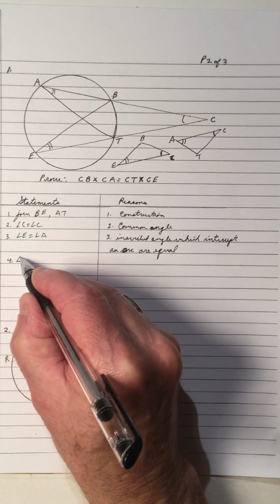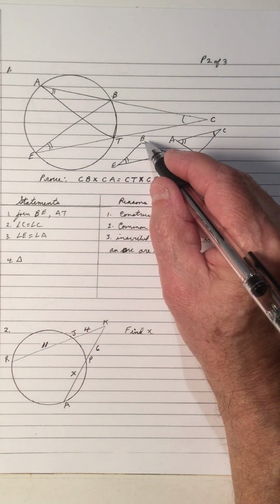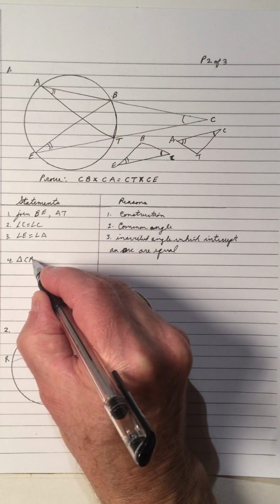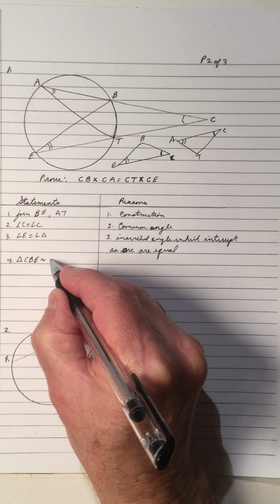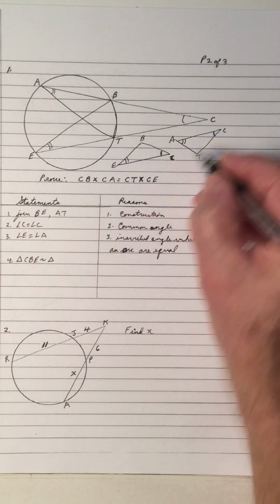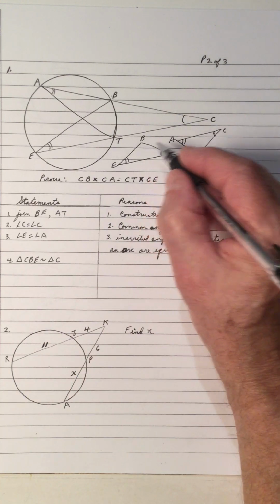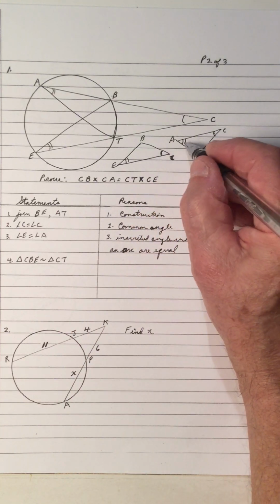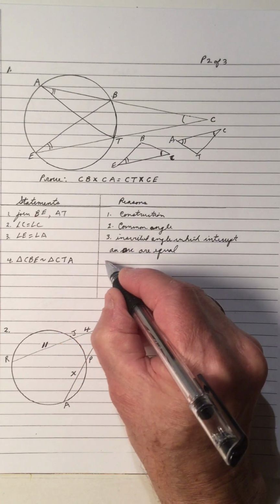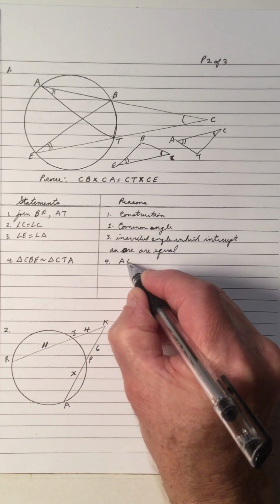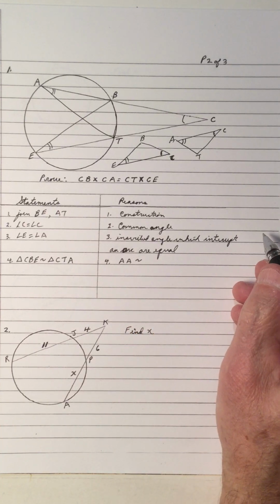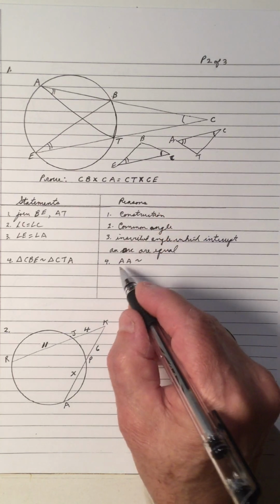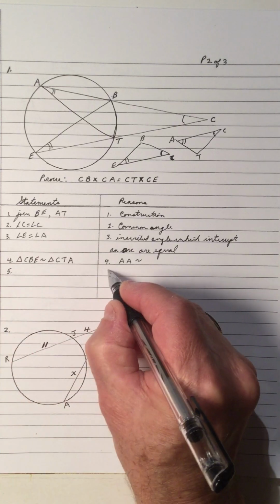That means we have a pair of triangles, and I'm going to name the triangles as CBE is similar to, so C goes with C, B goes with the T, and E goes with the A. And the reason is AA similarity. If two pairs of angles in one triangle are equal to two pairs of angles in another, then the triangles are similar. You only need two pairs of angles equal, not three.